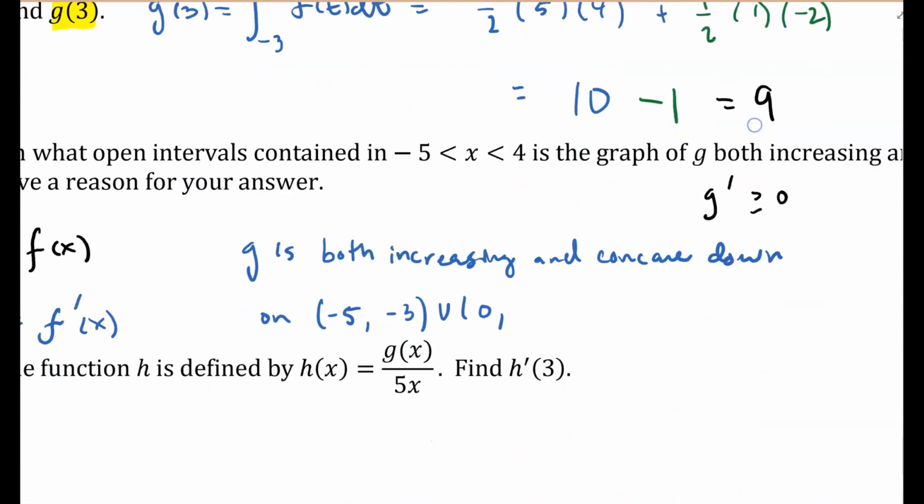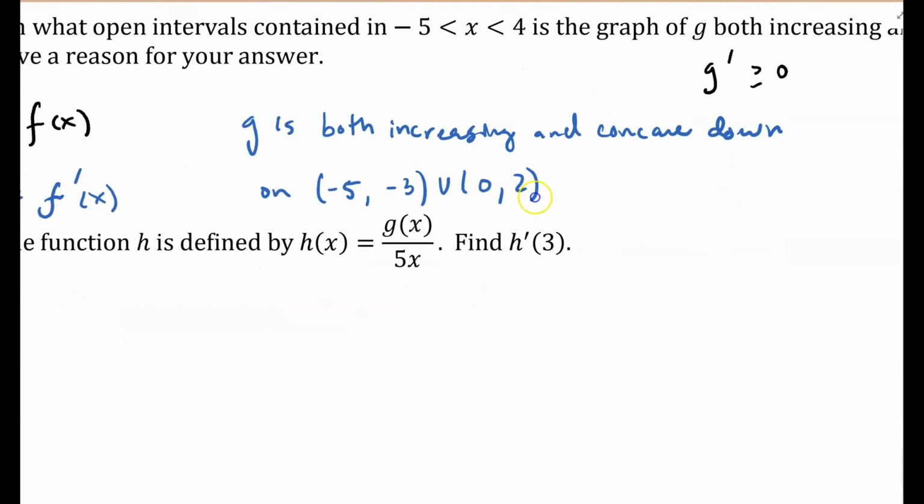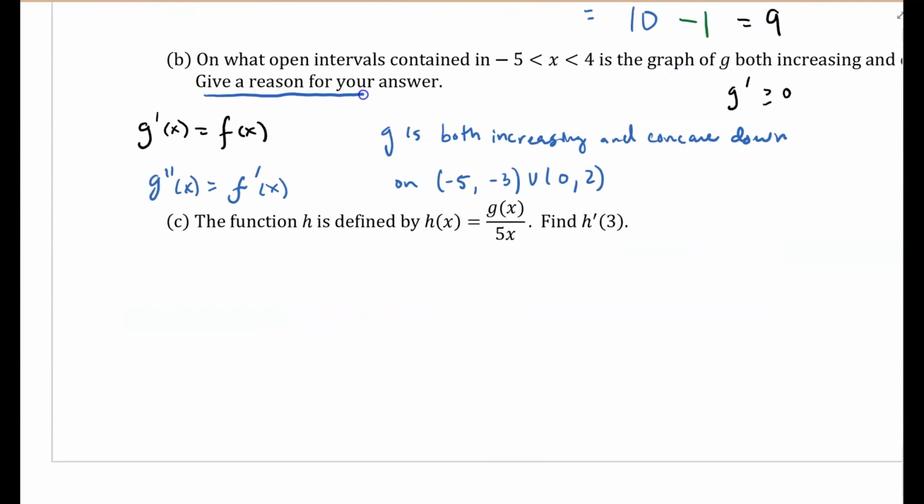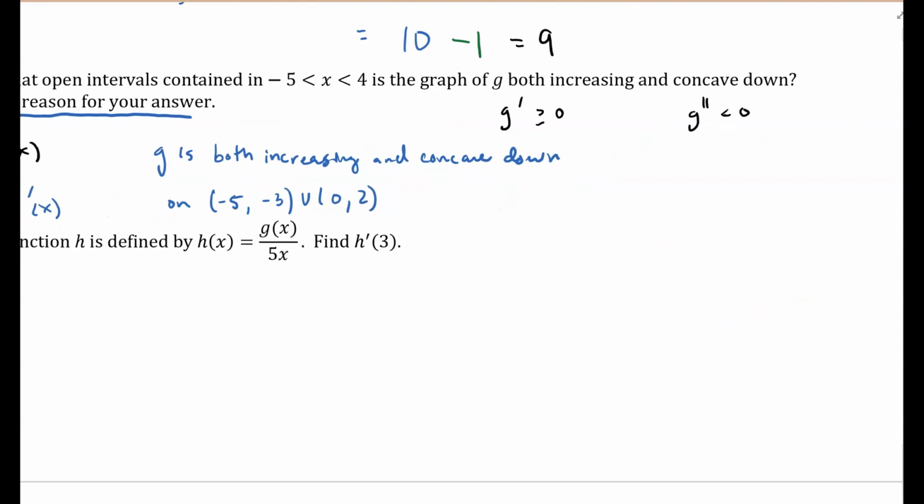0 to 2. Hey, I answered the question. They also say give a reason. Whenever you give this analysis, prepare to give a reason. How did I know this? Well, it's what your brain did to come up with this answer. Where is g prime greater than or equal to 0? And where is g double prime of x less than 0?